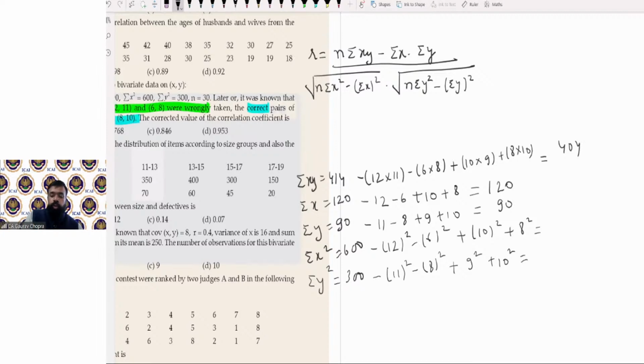So 404, then 120, 90, then the last one 600 minus 144 minus 36 plus 100 plus 64, that is 584, and then the last one 300 minus 121 minus 64 plus 81 plus 100, that is 296. Now all the values have come. Now you can substitute and get the result.